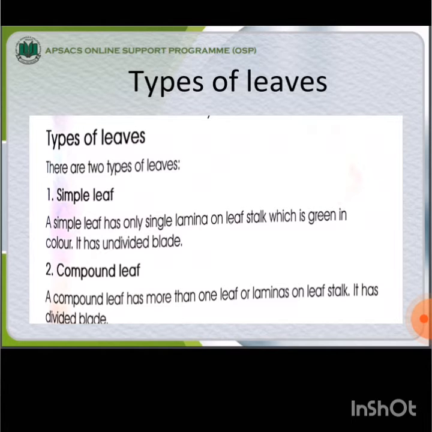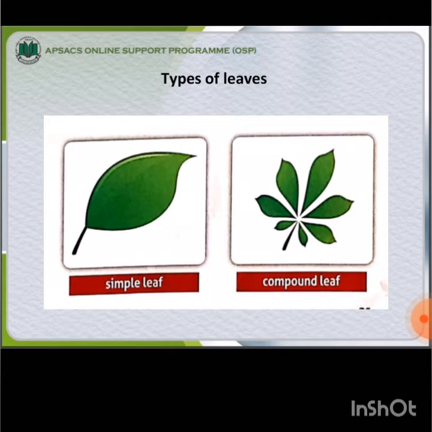Types of leaves. There are two types of leaves: simple leaf and compound leaf. A simple leaf has only a single lamina on the leaf stalk which is green in color. It has an undivided blade. Compound leaf. A compound leaf has more than one leaf or lamina on the leaf stalk. It has a divided blade. These are the examples of simple leaf and compound leaf.